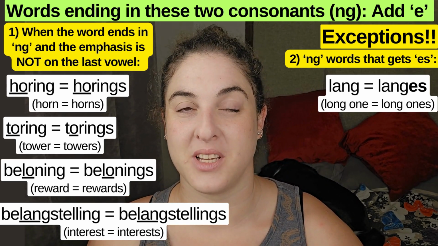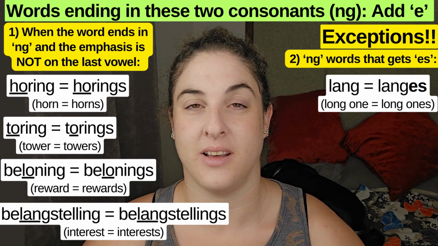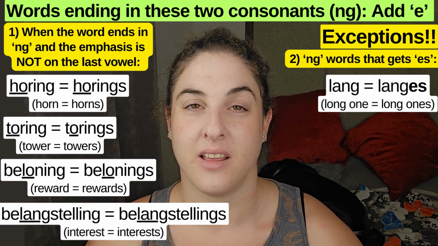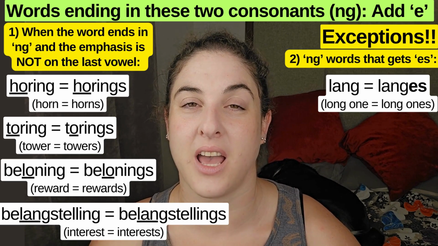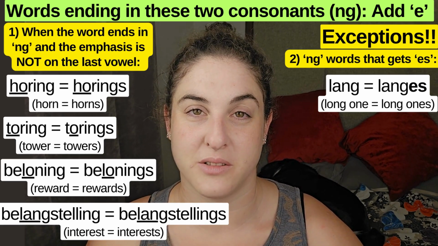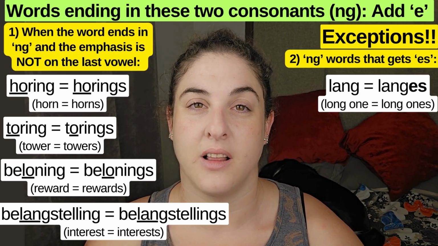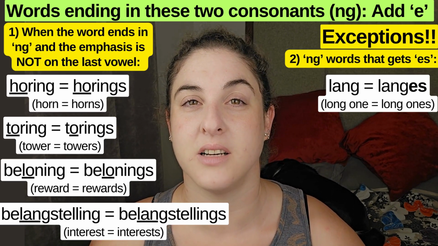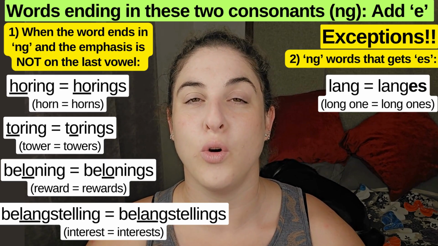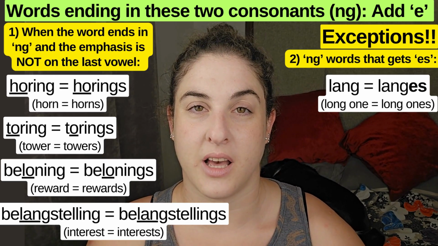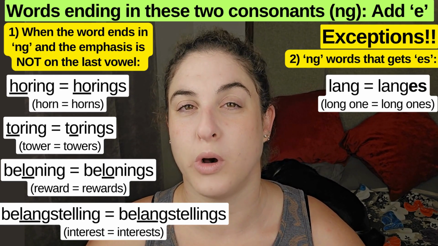And then there are some of these words that end on ng that get an es. So es after the word to form a plural. Not many, but I've given one here. Lang, langes, which is the long one or tall one, and the long or tall ones.